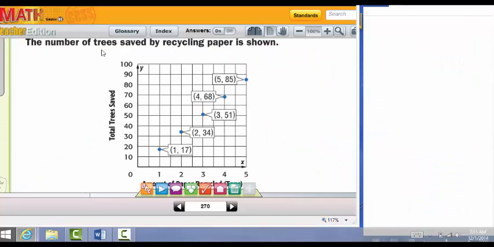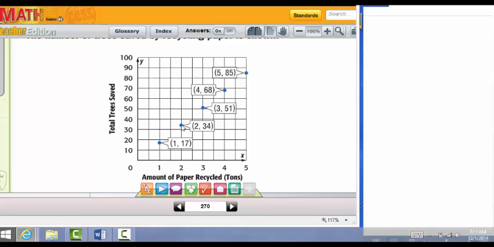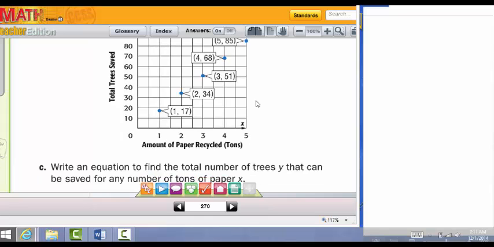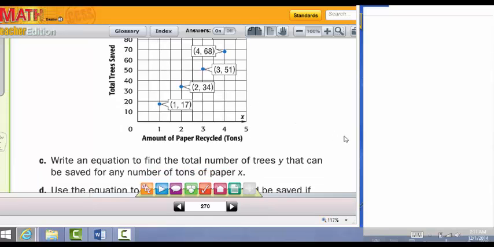Problem letter C, we are being asked the number of trees saved by recycling paper is shown. At 1 ton, we have 17 trees saved. At 2 tons, we save 34 trees. At 3 tons, we save 51 trees, etc. It asks us to write an equation to find the total number of trees, Y, that can be saved for any number of tons of paper, X.